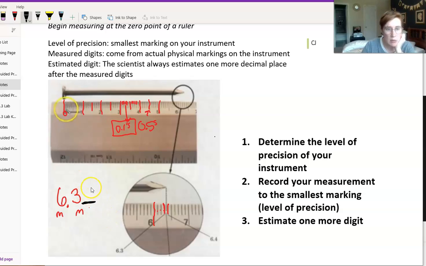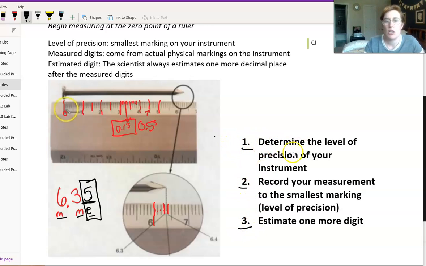Well, it would make sense that I would estimate a 5 because that's halfway in between 6.3 and 6.4. So this is an estimated digit, okay? Any measurement that you look at is going to have measured digits and estimated digits. The estimated digit is always the last digit in the number, okay? So this is our 3-step process in taking any measurement.